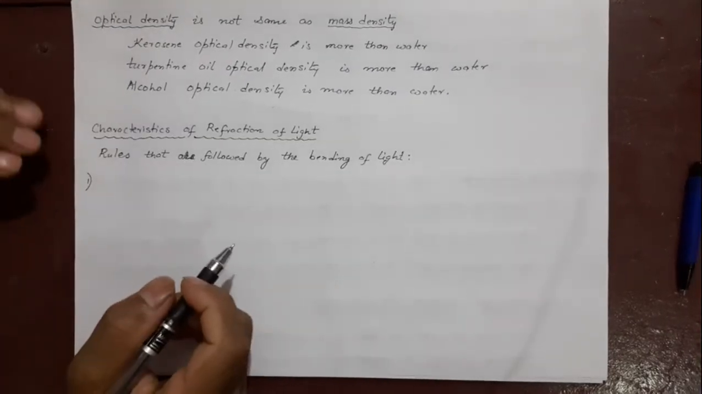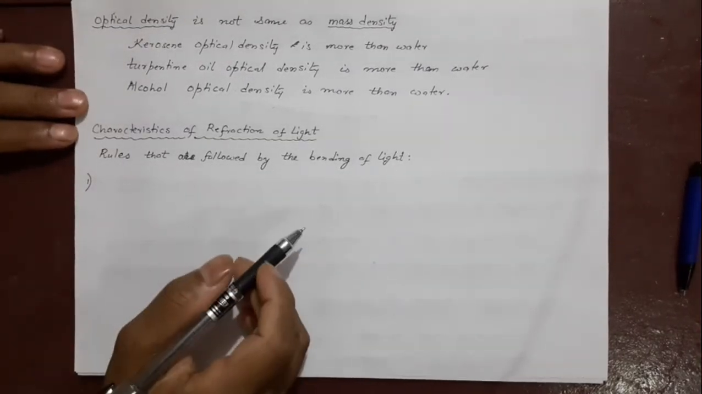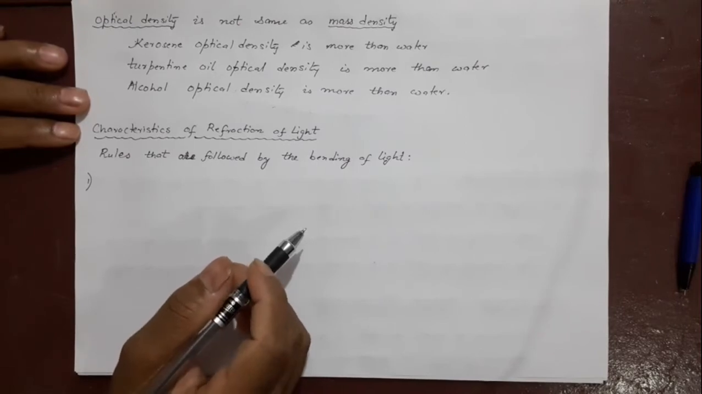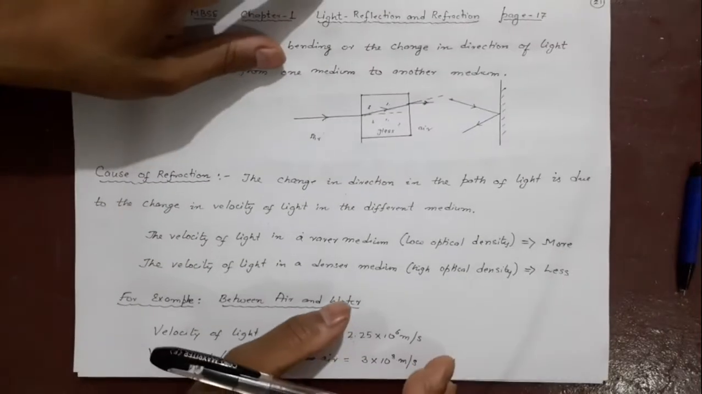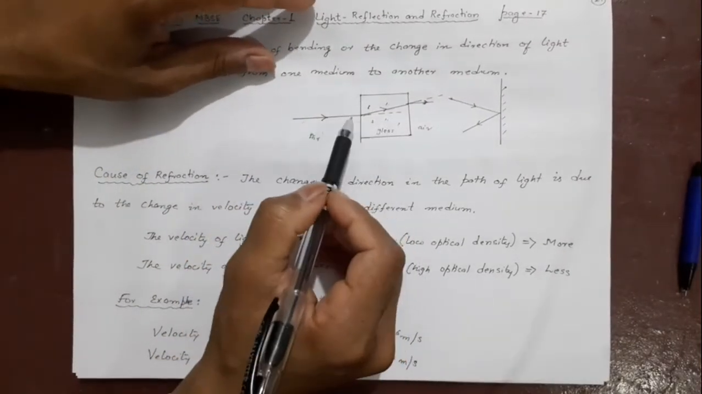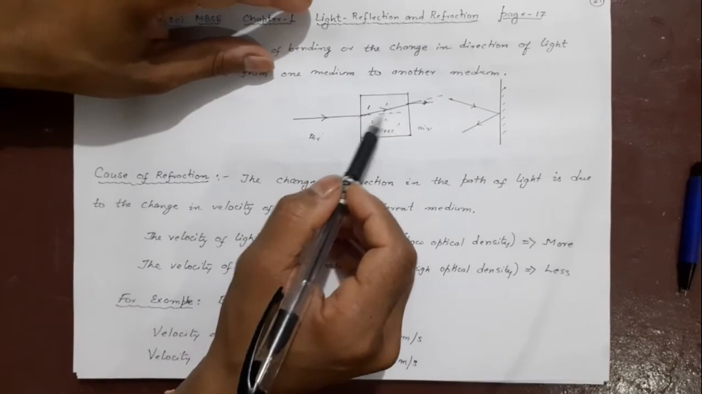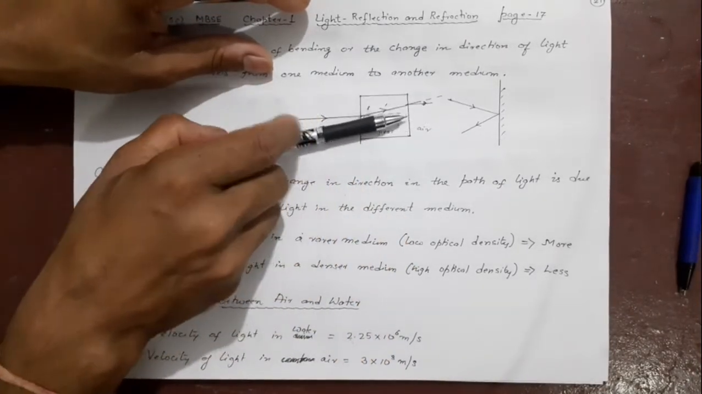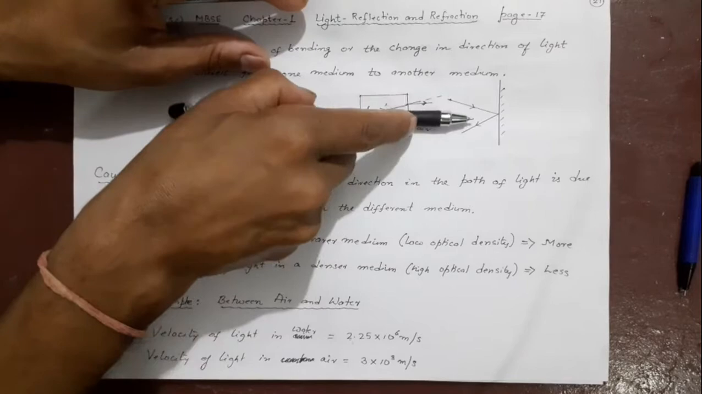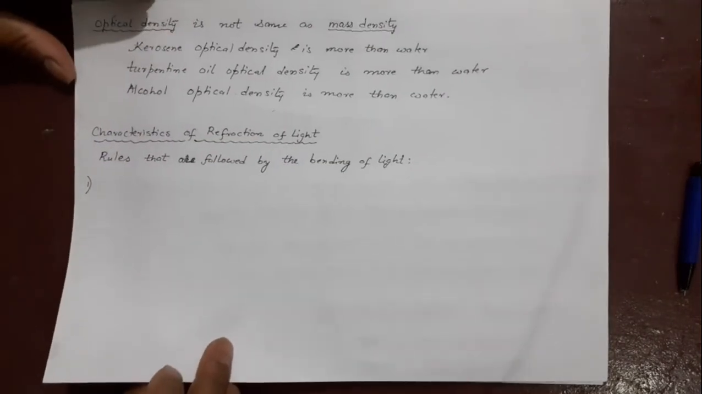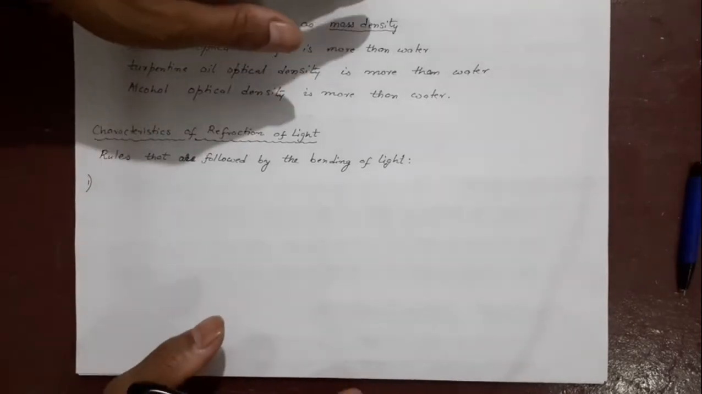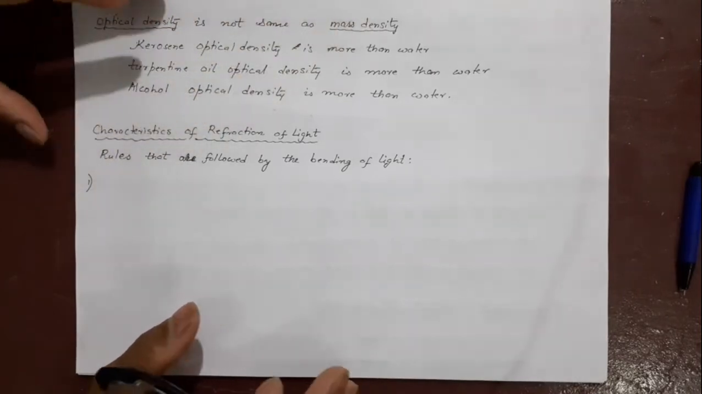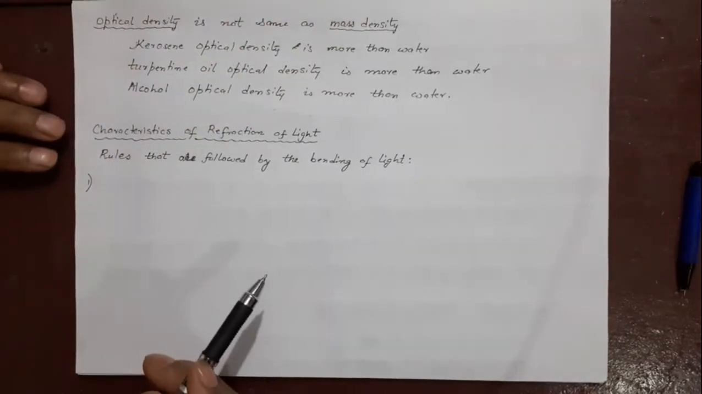Till now I have said that there will be bending whenever you change the medium. We know that whenever light is passing from air to glass, there will be bending. You have seen that it should have gone like this, but it has gone like this. So, there is something like bending of light, which is called refraction. But now how much it will refract and which side it should bend, we will be doing in the characteristics of refraction of light.